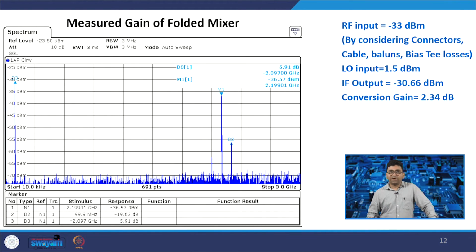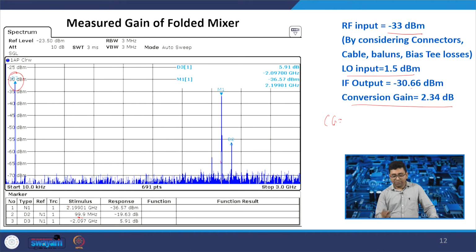Now, when you measure the gain of the folded mixer, this is the folded mixer for which I will also provide you the reference, so you can go through it in more detail. Here this is the RF input. When you give an RF input of minus 33 dBm, considering the connector cable, bias T and other losses, your LO input is 1.5 dBm. You can see that the LO is also there, and the IF is also there, at minus 30.66 dBm IF output, around here. The IF is at around 100 megahertz, as there is a 100 megahertz difference between RF and LO frequency, and your conversion gain can be calculated. What is the conversion gain?